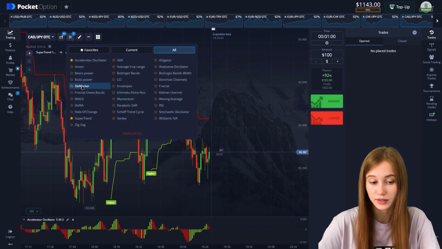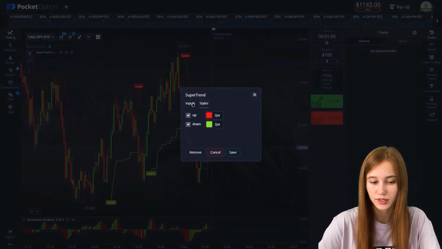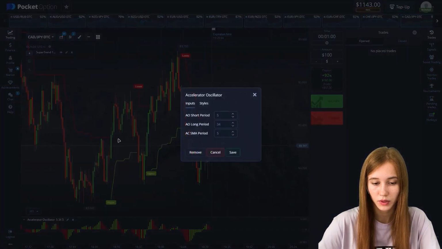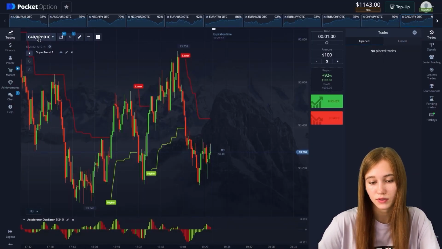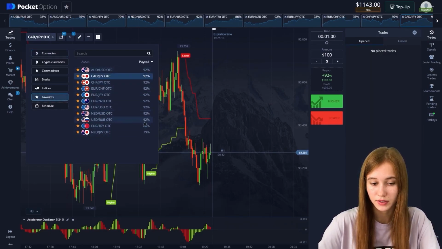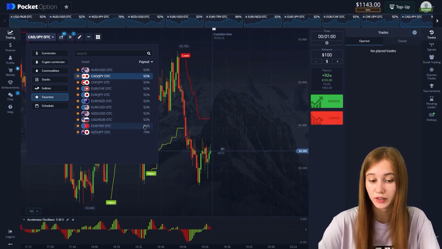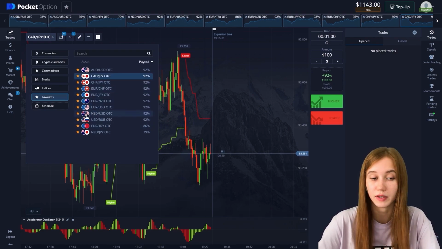Let me show you the settings. This is an oscillator and a super trend. Let me show you the super trend settings. Oscillator settings. Also, on the right of the currency pair, as you see, there are payout percentages, for example, 86%. This means if we open at $100, the profit will be $86. My advice to you is to choose pairs with a payout percentage above 70%.